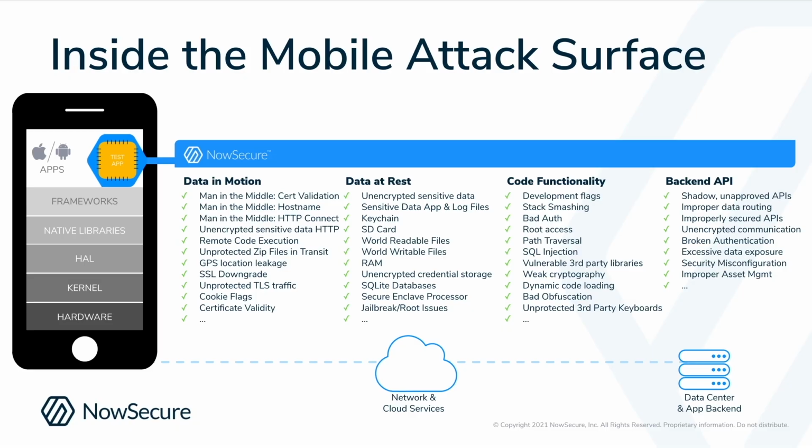This leads us to this next concept of the mobile attack surface. What are we actually testing? What is it that we're looking for? What's important in mobile? What's important to the app? We could break this up into a few components, but it really comes down to the code functionalities within that app, or the data that's stored on that device, or how that app communicates.